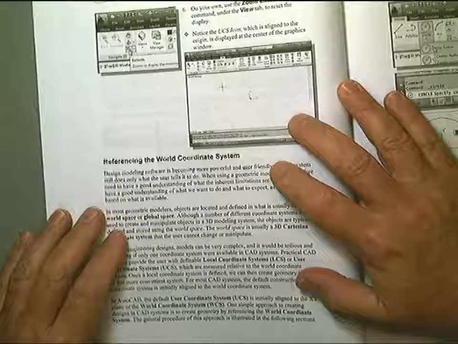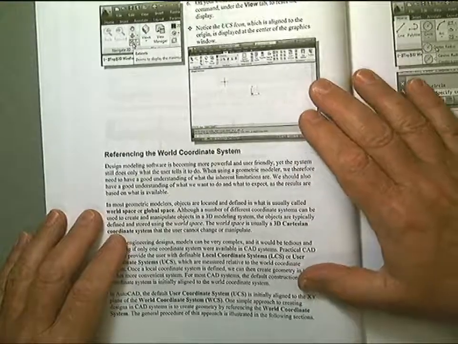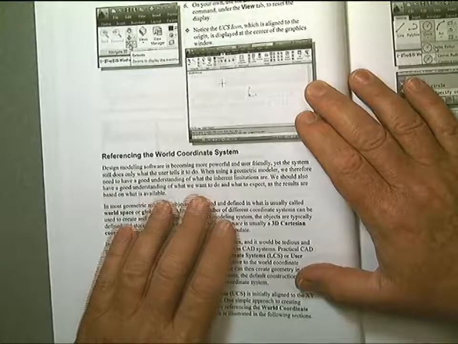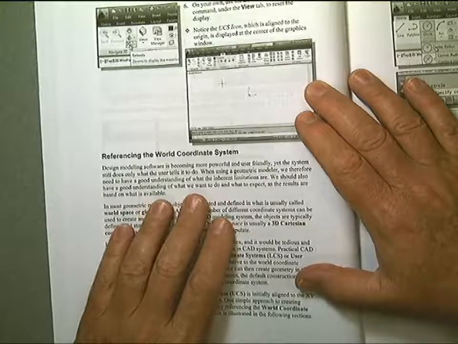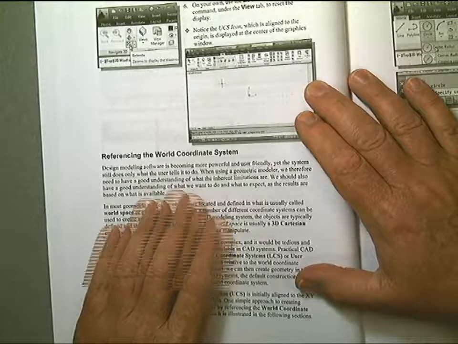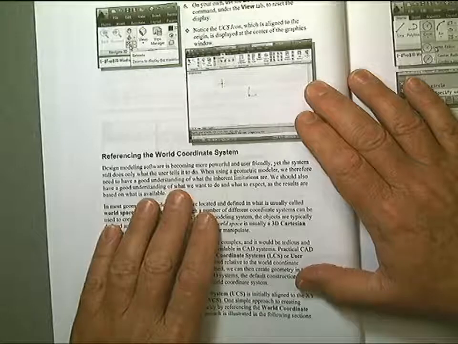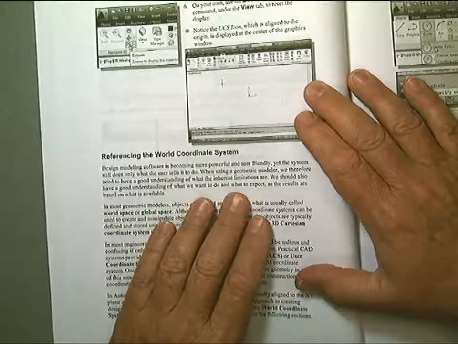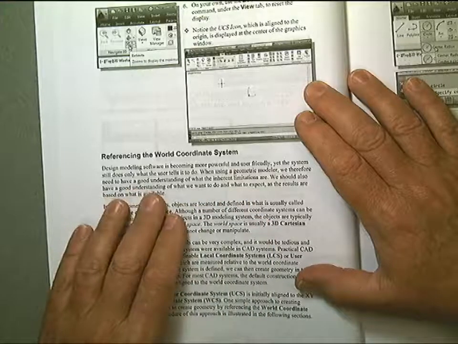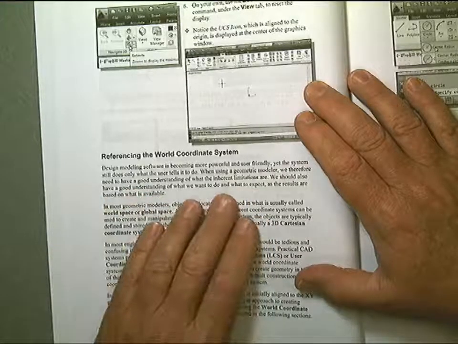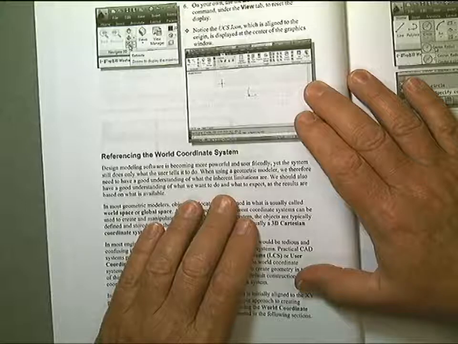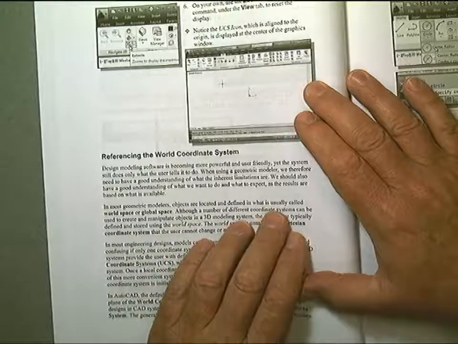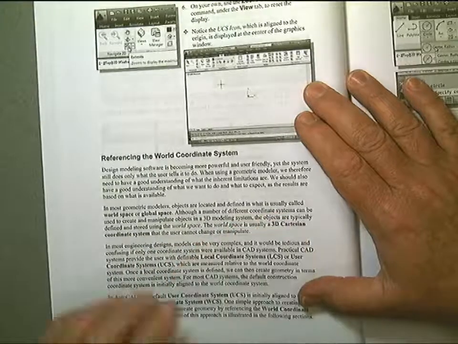Now, in the world coordinate system, as it states here, the design software is more and more powerful. It'll only do what we tell it to do. And as it says here, using a geometric modeler, we have to have a good understanding of what inherent limitations there are.